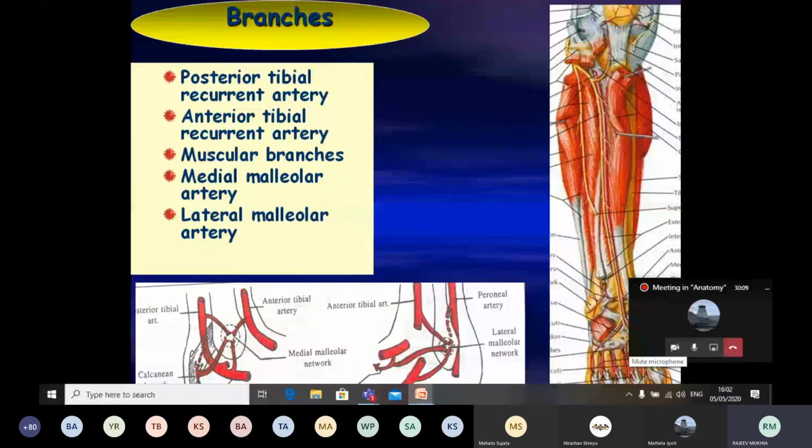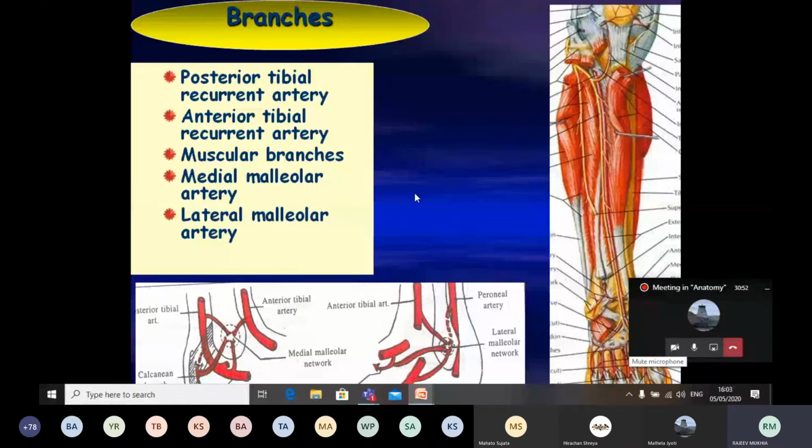What are the branches coming from this anterior tibial artery? Here you can see the posterior tibial recurrent and anterior tibial recurrent arteries. These arteries will take part in the anastomosis with the genicular branches of the popliteal artery. Whereas the muscular branches will supply all these muscles. They are the muscular branches.